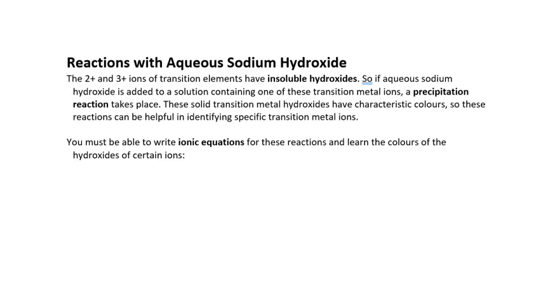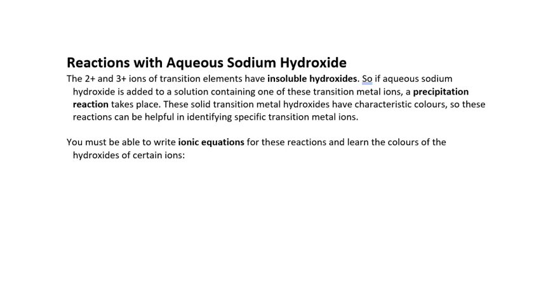When you have first row transition elements existing as either 2+ or 3+ ions, we've seen that they can form hexa-aqua ions where they're dissolved as various salts, and you know that they give coloured solutions. But if you add sodium hydroxide solution to any of those solutions, you get a precipitate, because the hydroxides of these ions are all insoluble in water. So you need to know that.